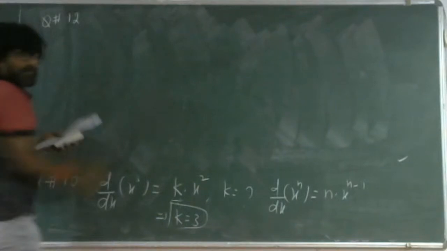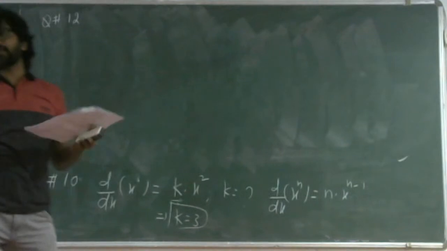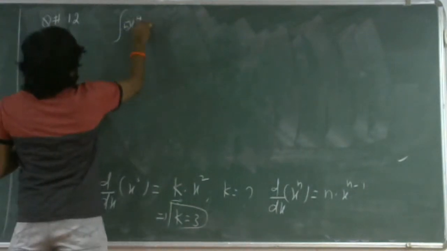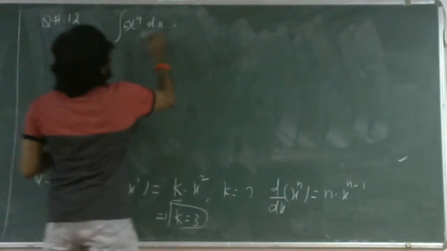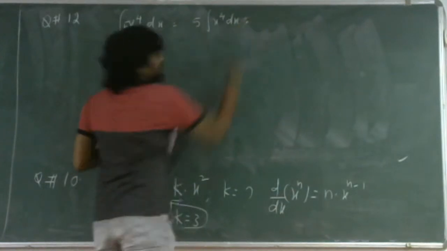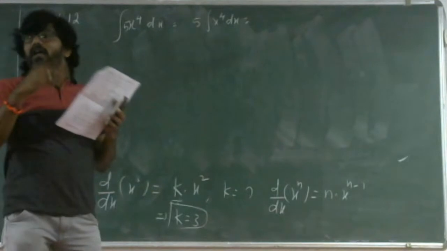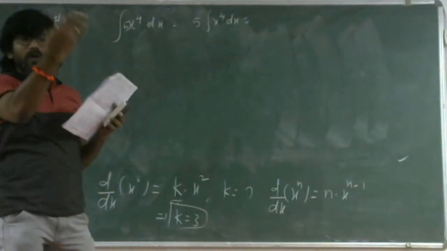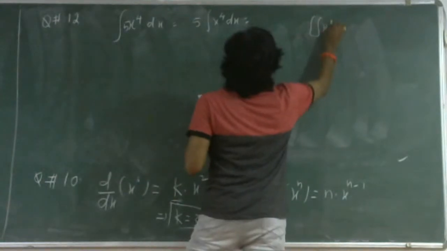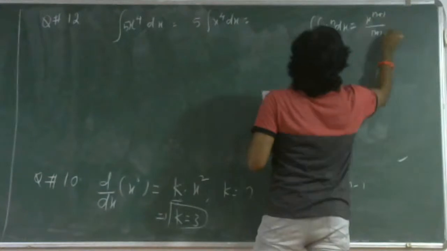Question number 12. It is given: integral of 5x power 4 dx is equal to. So it is 5 into integral of x power 4 dx. Again, power rule: integral of x power n dx is x power n plus 1 divided by n plus 1 plus c.